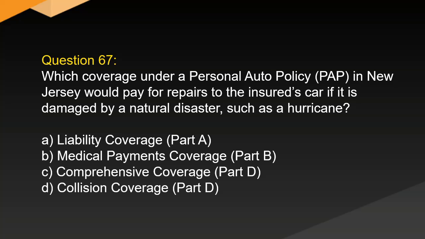Question 67. Which coverage under a personal auto policy, PAP, in New Jersey would pay for repairs to the insured's car if it is damaged by a natural disaster such as a hurricane? A. Liability coverage, Part A. B. Medical payments coverage, Part B. C. Comprehensive coverage, Part D. D. Collision coverage, Part D.